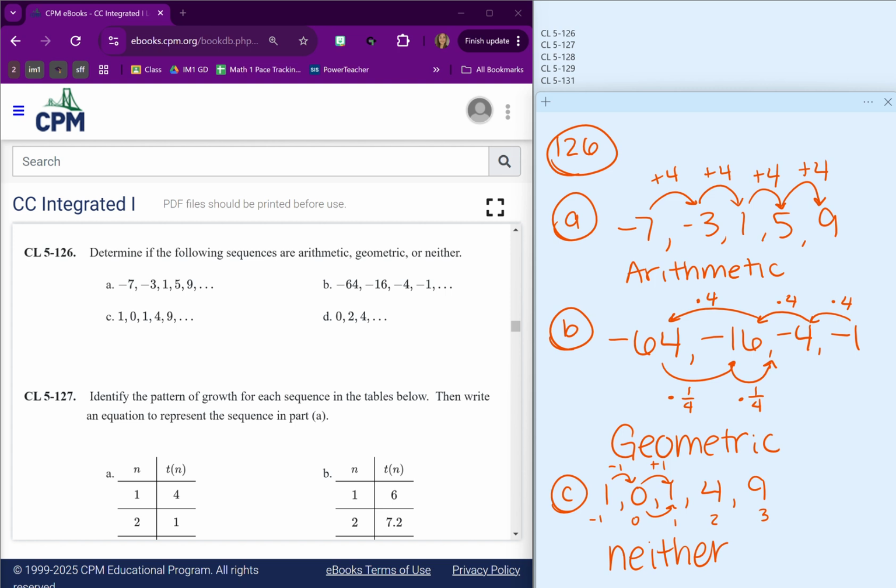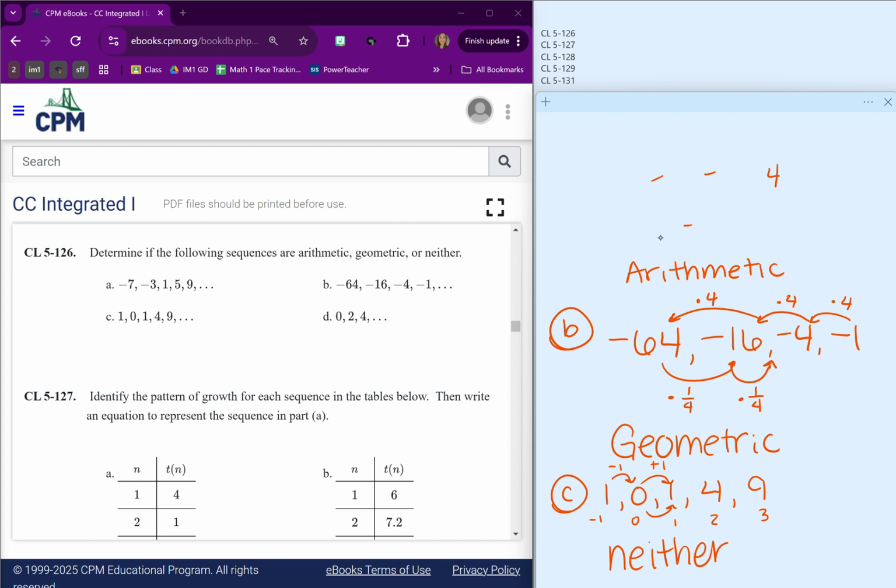Okay, and let me make room at the top for my last one. I thought I could scroll on here. I got to work on it. Okay, so let me make room for part D at the very top. This has 0, then 2, then 4.